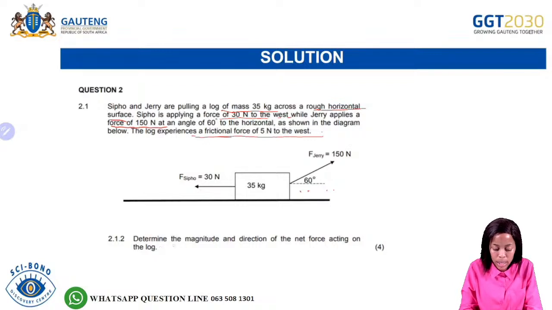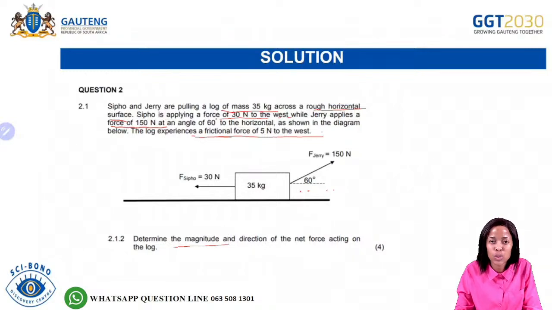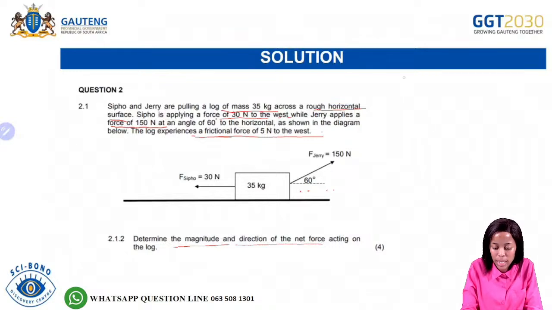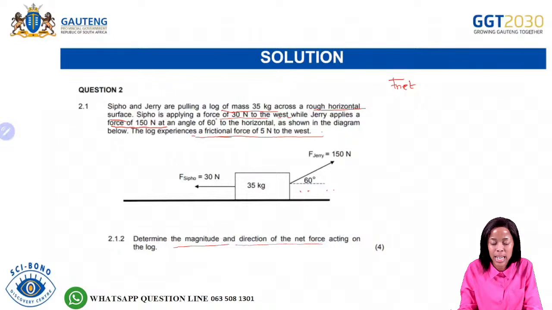So the key words here are what? The magnitude. So remember, magnitude means what? We need to determine the size. So they want to know about the size and what? And the direction of the net force which is acting on the what? On the log. So the net force is represented by what? The net force is represented by F net.